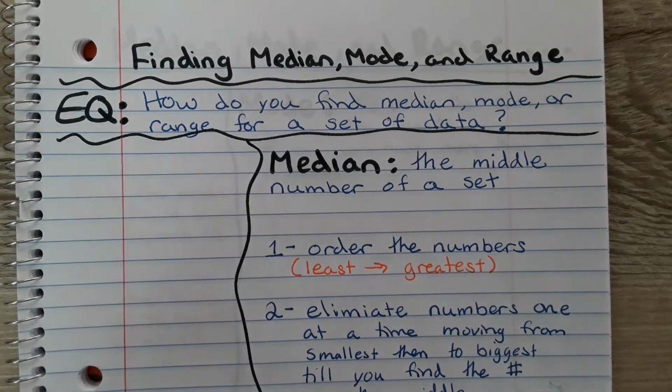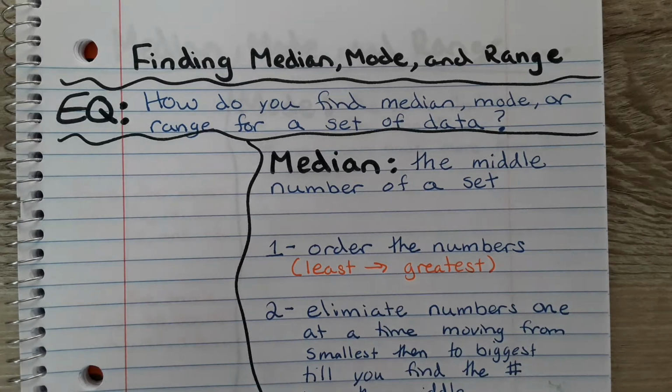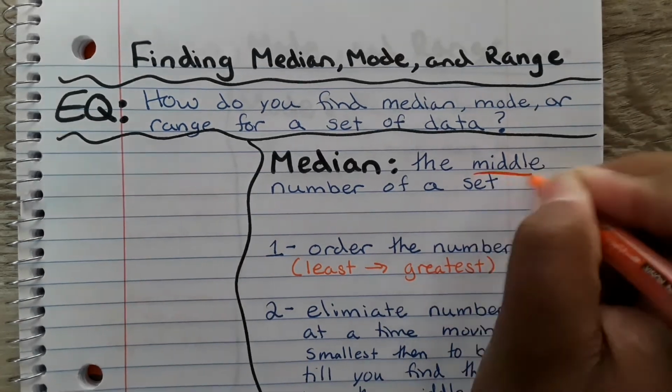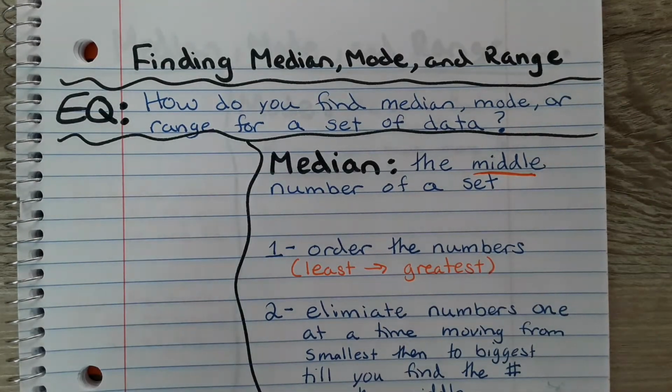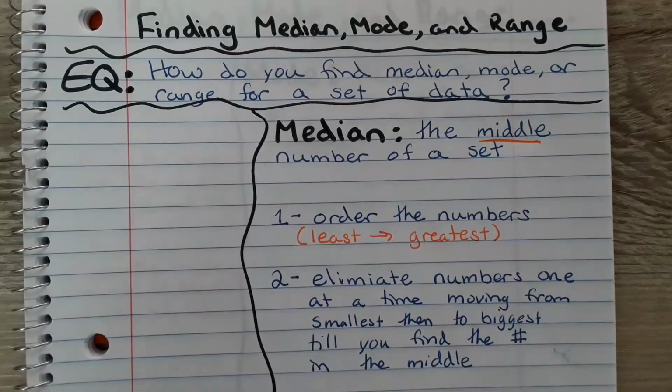Let's start with median. Median, as you saw before in the video, is simply the middle number. That's it. You're just looking for the number that's smack dab in the middle. We have two simple steps we can use to help us get to that middle number. The first step would be to order your numbers from least to greatest. You could go from greatest to least, but I'm going to do it each time from least to greatest, so smallest to biggest. After you order your numbers, then you're going to go about eliminating numbers one at a time, moving from smallest to the biggest, back and forth, till you indeed find that number in the middle.